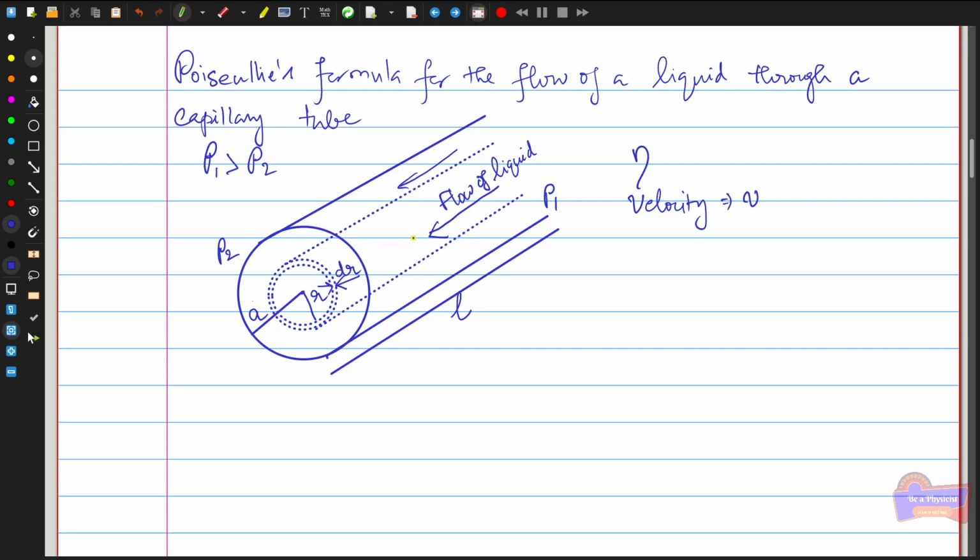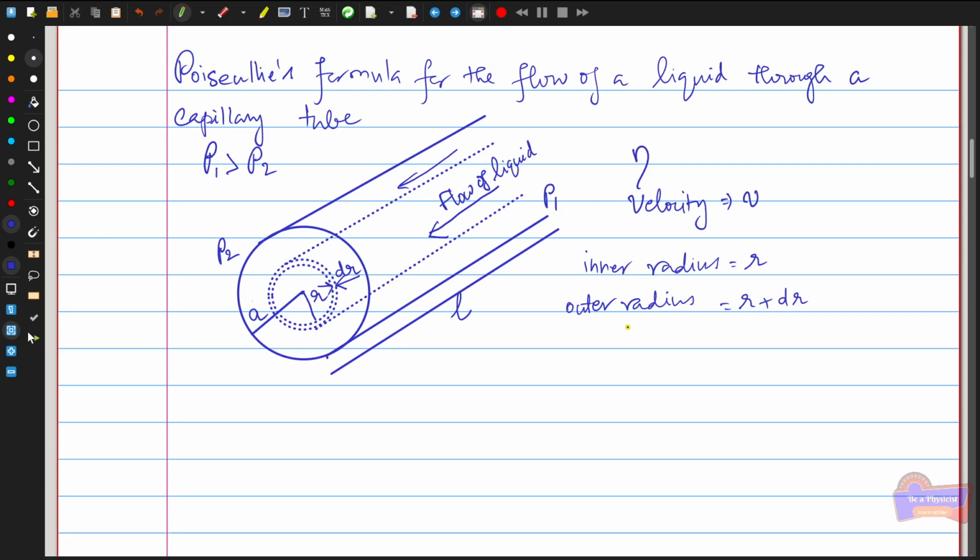To find the velocity of the fluid passing through this capillary tube, we consider a small cylindrical cross section of the tube with radius r and thickness dr. So this cylinder has an inner radius of r and an outer radius of r plus dr. This is the cylindrical section we have taken, which has length L.